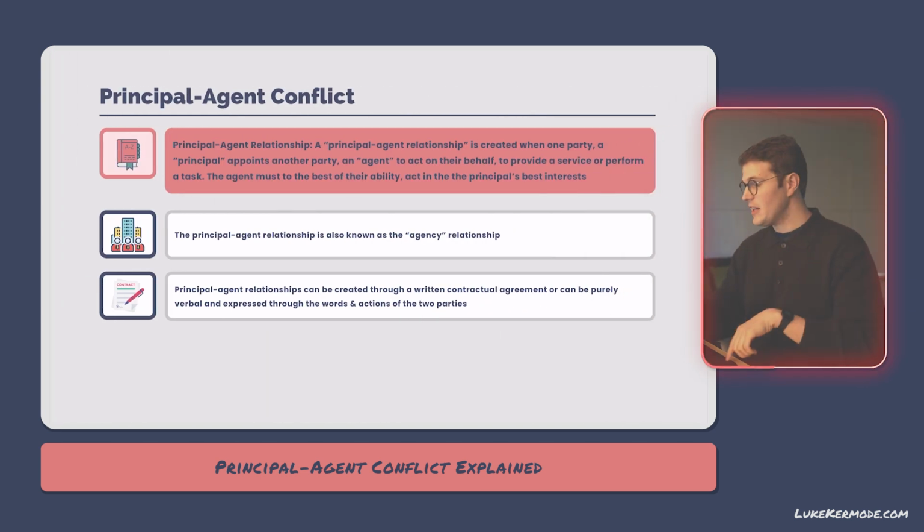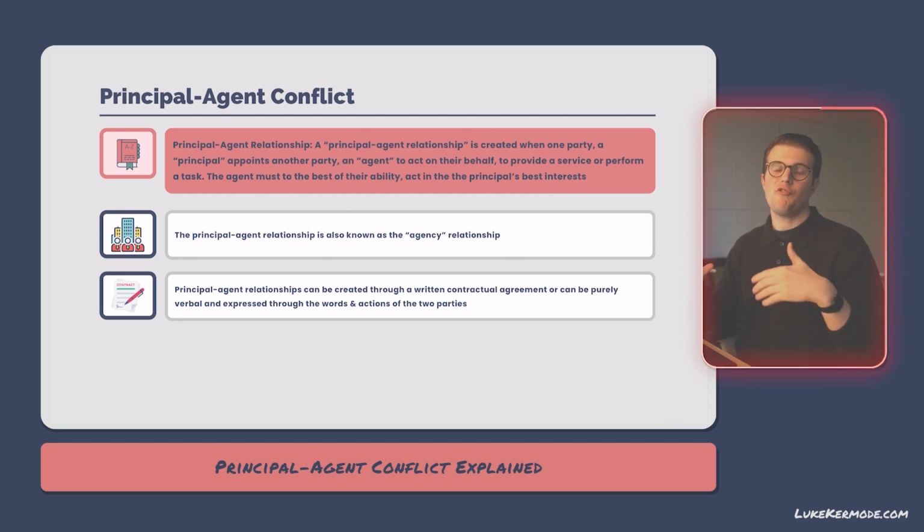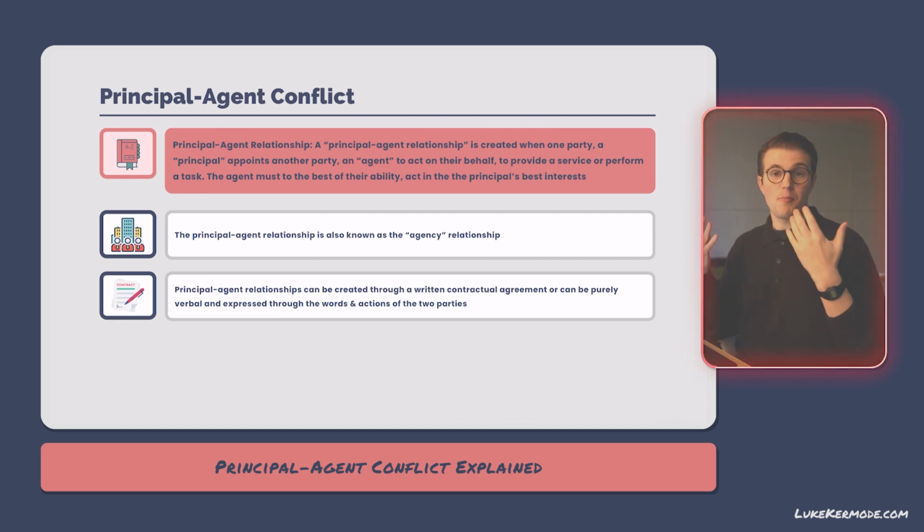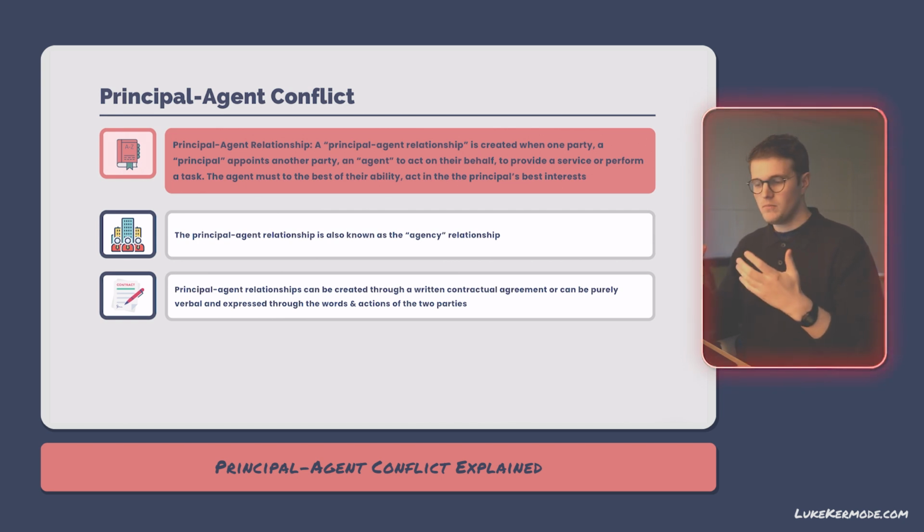So let's step back a moment and think not just about the principal-agent relationship in a company scenario, but generally. Let's look at a few examples of how, in our day-to-day lives, principal-agent relationships can arise, and let's define it at a higher level. A principal-agent relationship is created when a party, the principal, appoints another party, the agent, to act on their behalf, providing a service or performing a task. The principal needs something done and appoints a third party, an agent, to act on their behalf who's better placed to execute that action or task.